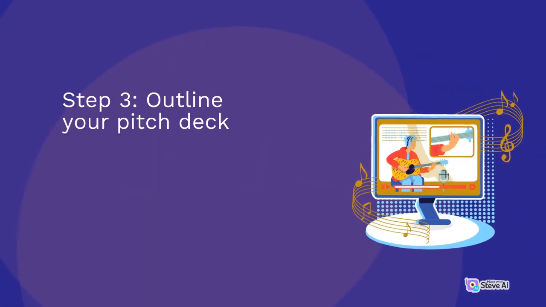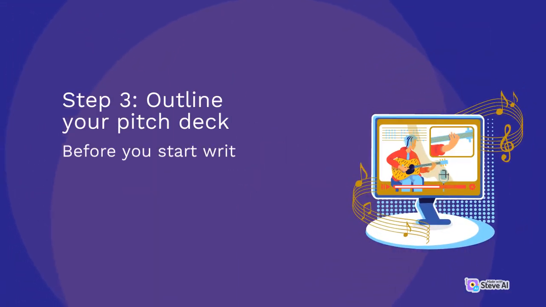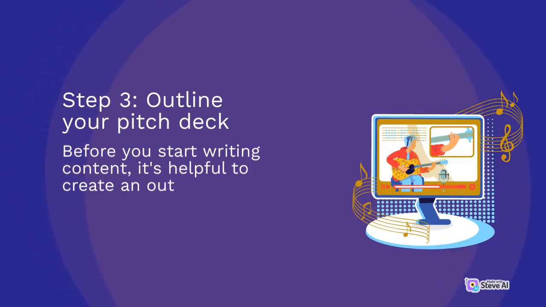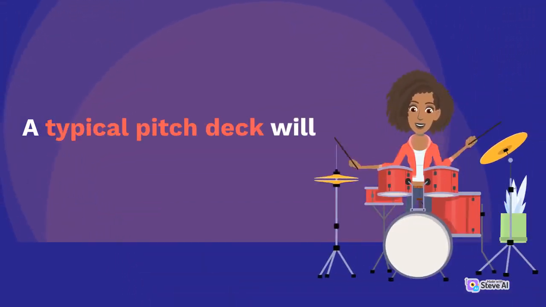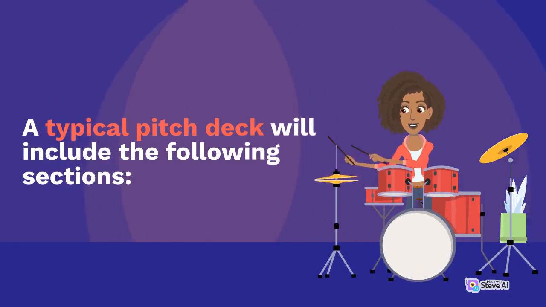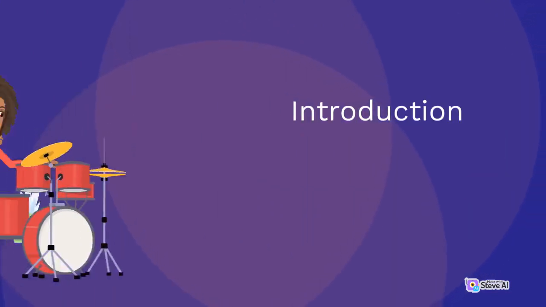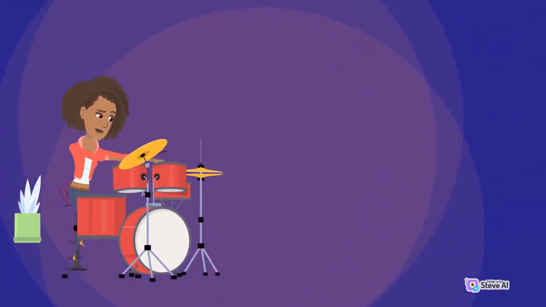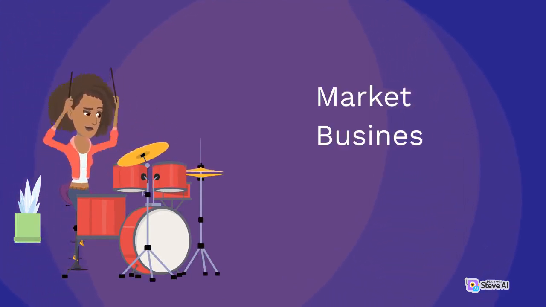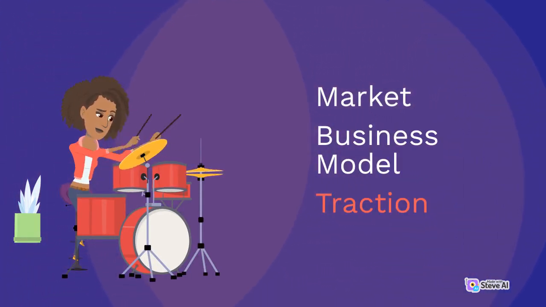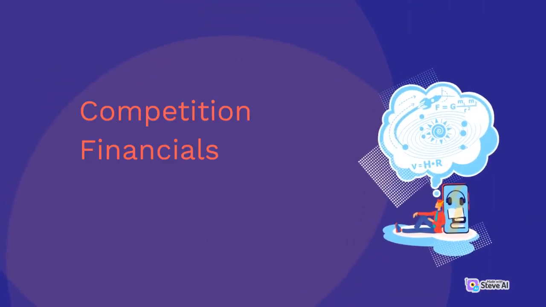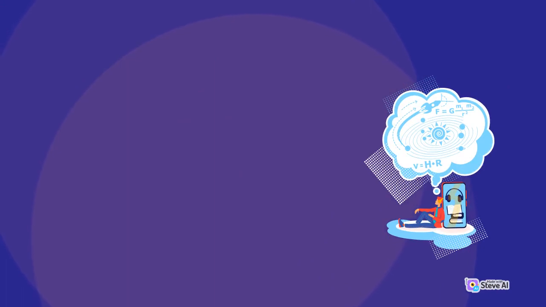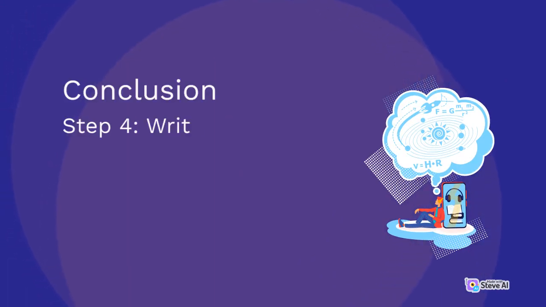Step 3. Outline your pitch deck. Before you start writing content, it's helpful to create an outline of your pitch deck. A typical pitch deck will include the following sections: Introduction, Problem, Solution, Market, Business Model, Traction, Competition, Financials, Ask, Conclusion.